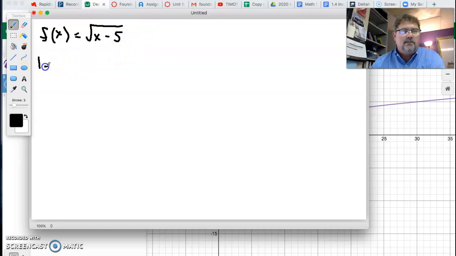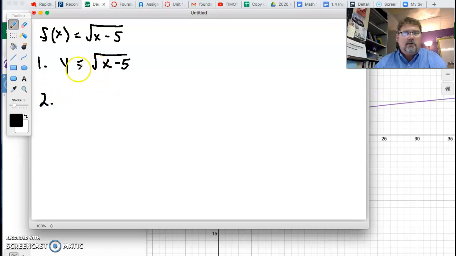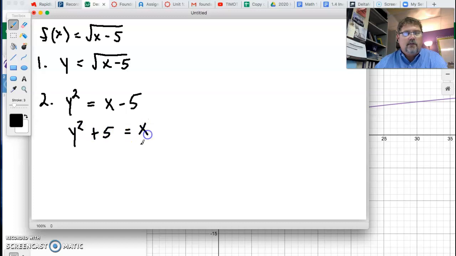And step 1 says replace f of x with y. Right. Step 2 says solve this thing for x. All right, so we know to get rid of square roots, we have to square things, right? And we can square both sides of this equation, and I'll get y squared equals the square root squared gives me what's inside, and we get x minus 5. And to wrap up this solving process, we need x by itself, so add 5 to both sides.